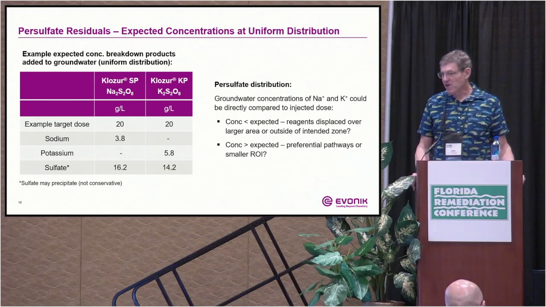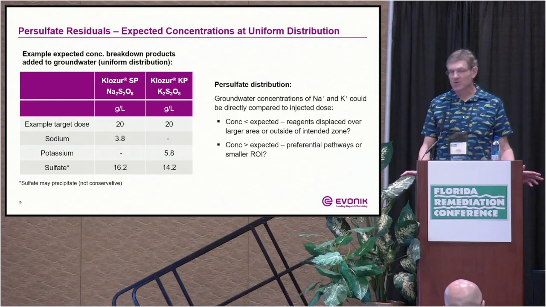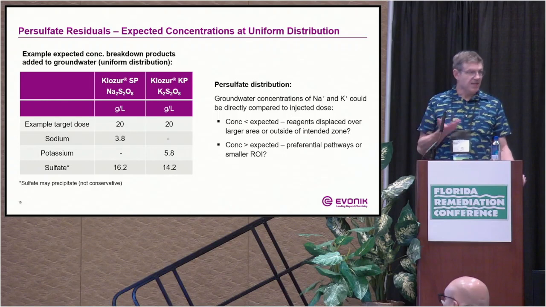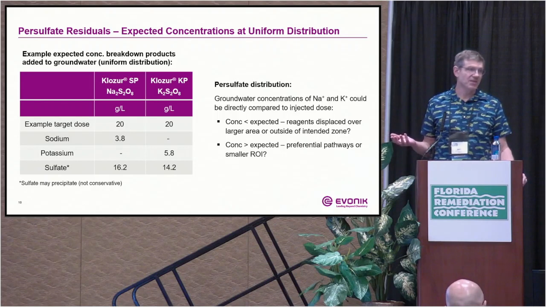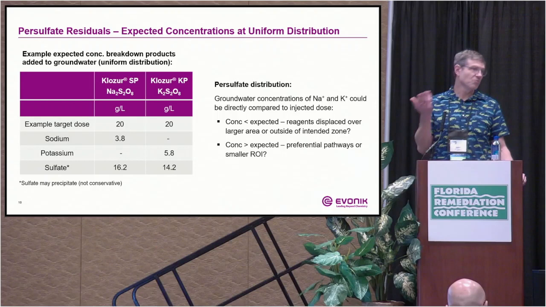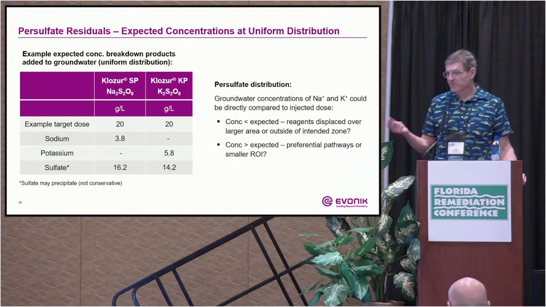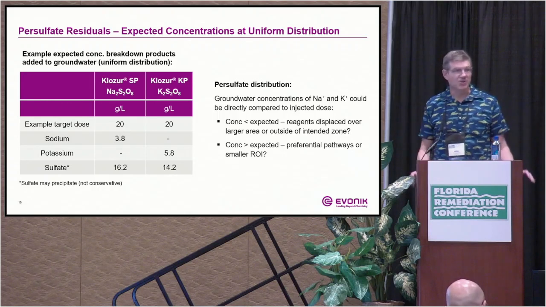And anyway, you look at those concentrations and directly compare them to your injected dose. Am I getting the concentration that I expected, or am I getting something more? If it's less than expected, maybe your distribution wasn't what you had, or it moved outside of the zone. If it's greater than expected, maybe you've got some preferential flow to your monitoring point. It's all these kinds of things that you can look at.